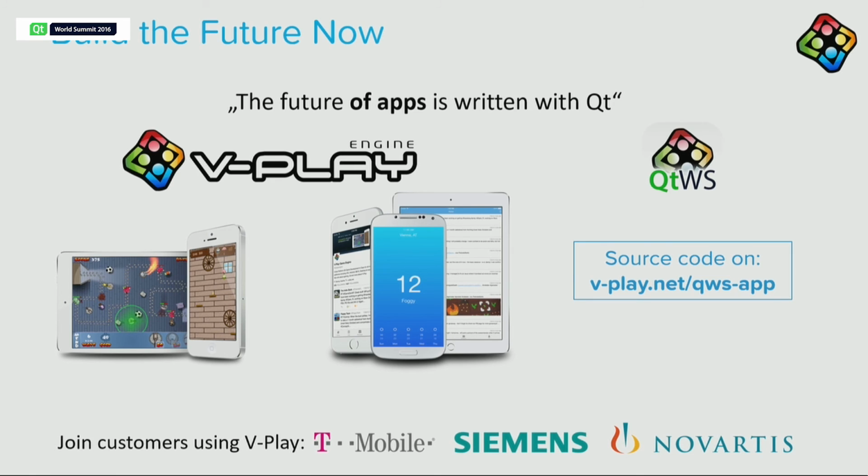If you want to check out the source code of the conference app, you can just go to vplay.net/QtWS16. There's the full source code there, and you can play with it and use it in your own projects. Cool, so thanks.